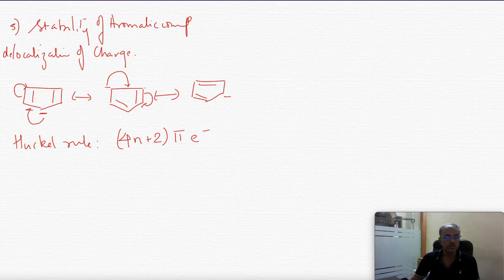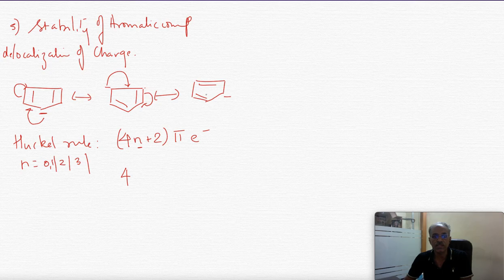Now, where n can be 0, 1, 2, 3, whatever. So first of all, how many pi electrons are there? 2, 4 and 6, which is 6 pi electrons.